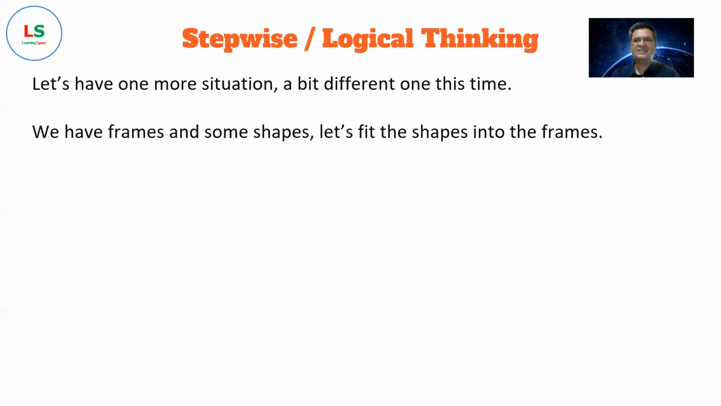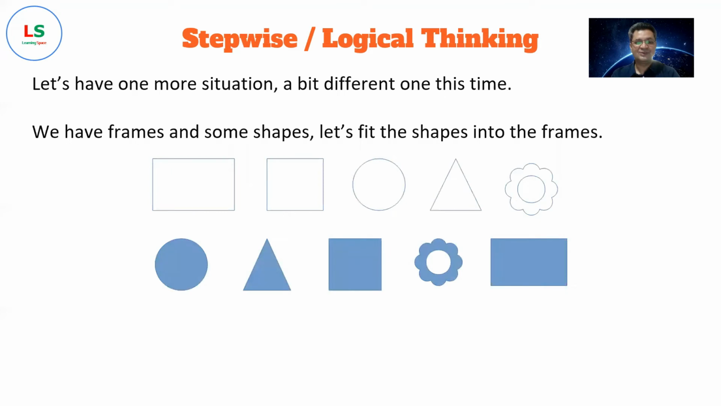Now this time it's going to be a different one. So we have frames and some shapes. Let's fit the shapes into the frames. So we have the wireframes of a rectangle, a square, a circle, a triangle, and a flower. So each one is going to fit only a particular shape.